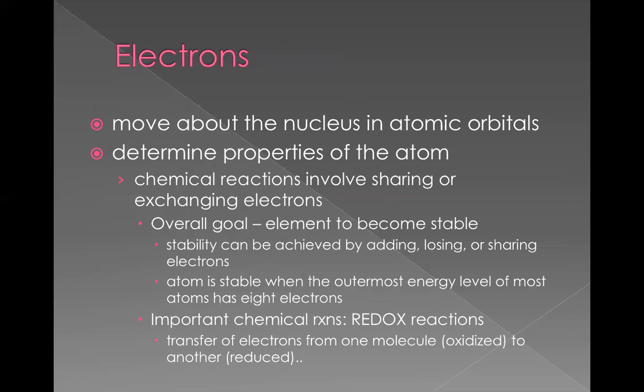So electrons move around the nucleus in these atomic orbitals. Again, their chemical reactivity is determined by the electrons. Overall, your element wants to become stable. Mother Nature is big on this, okay? Everything in nature wants to become stable, whether it's grounding an electrical charge or an atom wanting to have a neutral charge, okay? The atom is most stable when the outermost energy level has 8 electrons, and that stability can be achieved by either adding or losing electrons or even potentially sharing electrons.